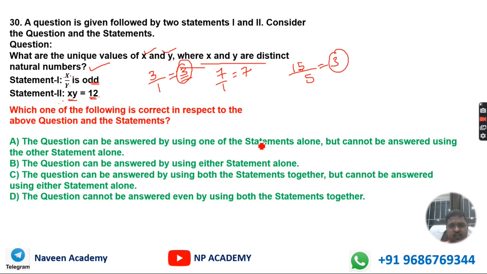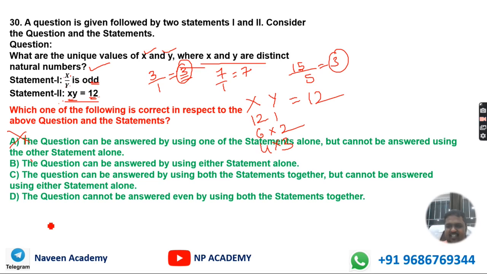The option says the question can be answered by one of the statements alone, but cannot be answered by the other. We'll see statement 2: x into y is equal to 12. So 12 into 1 is also 12, then 6 into 2 is also 12, then 4 into 3 is also 12. There are three possible ways, my dear friends. Again, the option says the question can be answered using one statement alone, but not the other. This is wrong, my dear friends. Come to the next one: the question can be answered by using either statement alone.